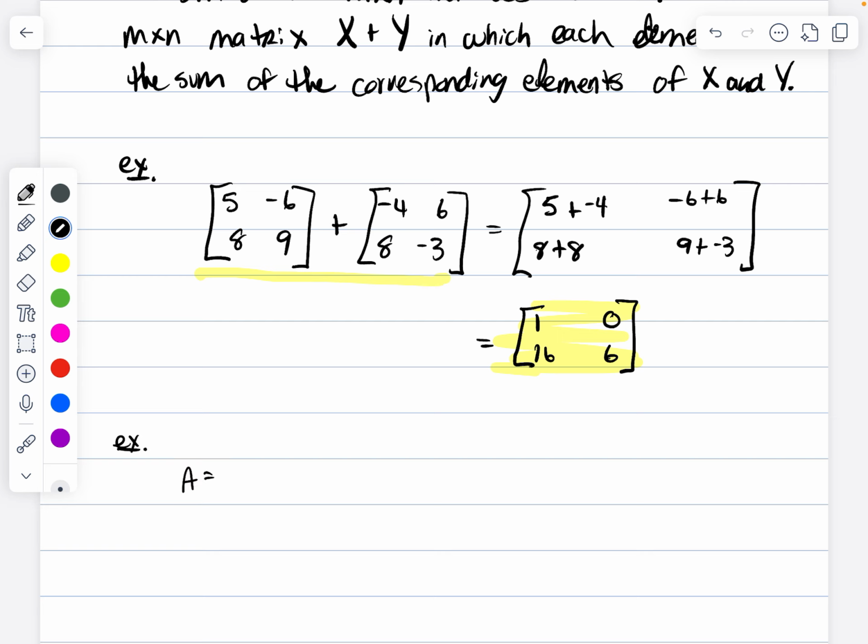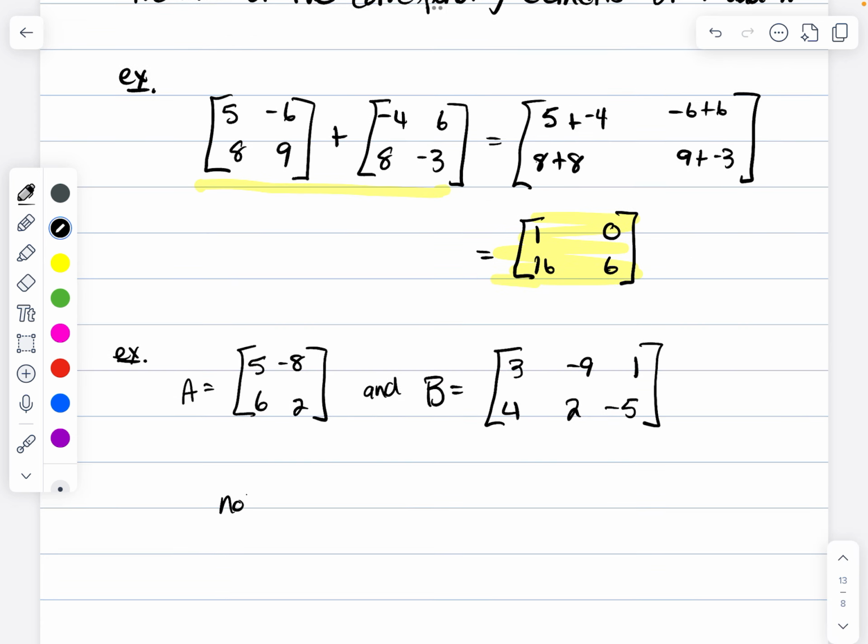If I give you matrix A, 5, -8, 6, 2, and ask you to add it to matrix B, which says this, then you need to say this is not possible because matrix A and matrix B are two different sizes. Okay, they're two different sizes.